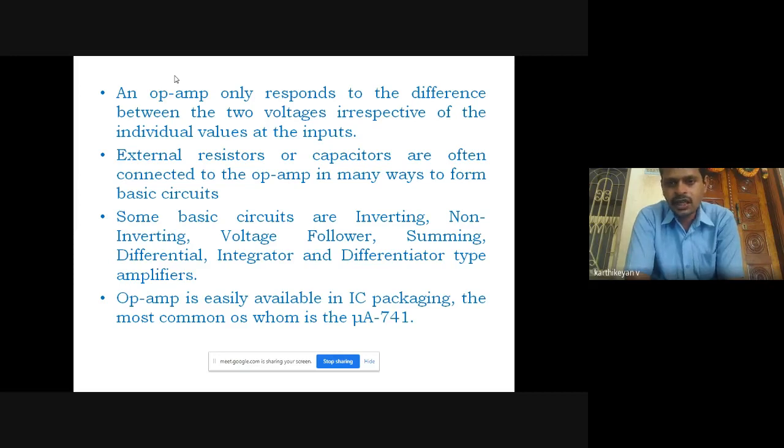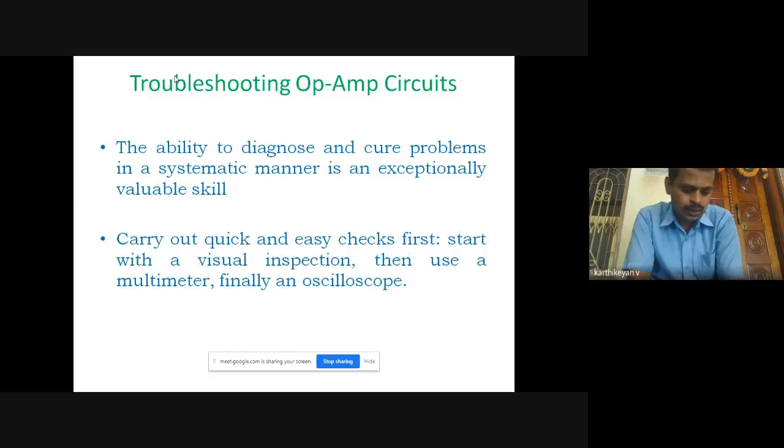External resistors or capacitors are often connected to the op-amp in many ways to form the basic circuits. Some of the basic circuits are inverting amplifier, non-inverting amplifier, voltage follower, summer, differential amplifier, integrator, and differentiator. The operational amplifier is available in IC packaging. The most commonly used is the IC 741. Next one, troubleshooting of op-amp circuits.